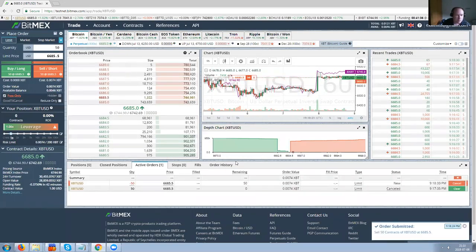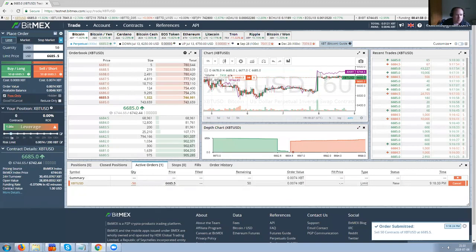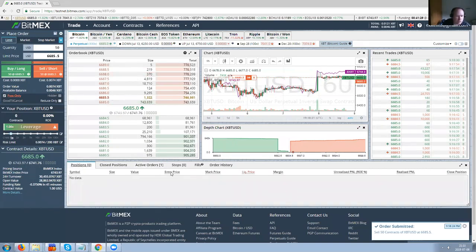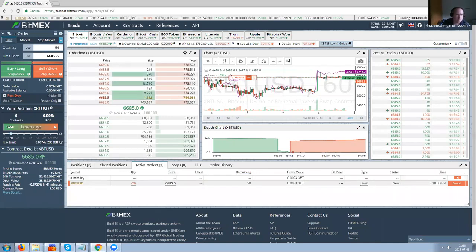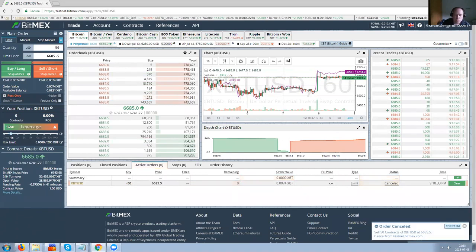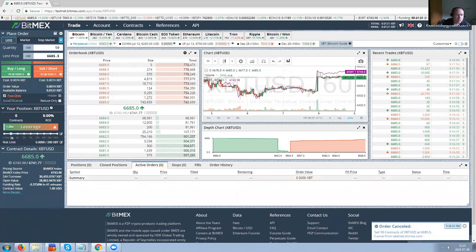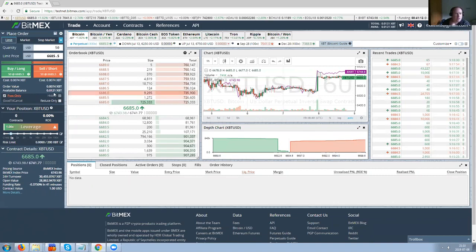But for now, I have both a short position and a buy position, but those don't work together. So we go clear, but I don't understand why this comes up. Well, has anyone got any questions about leverage, buy, sell, short?